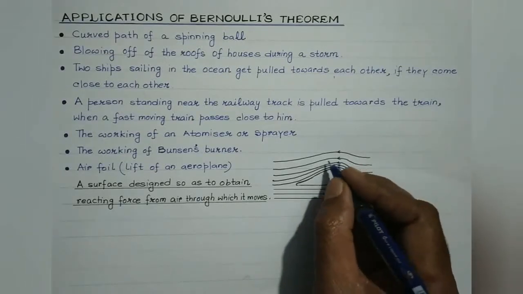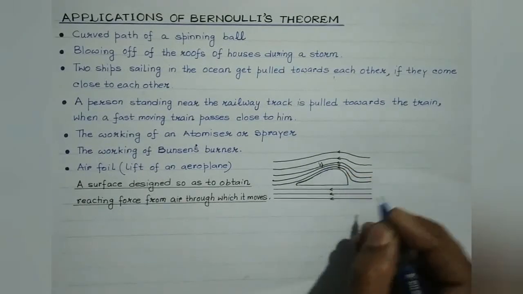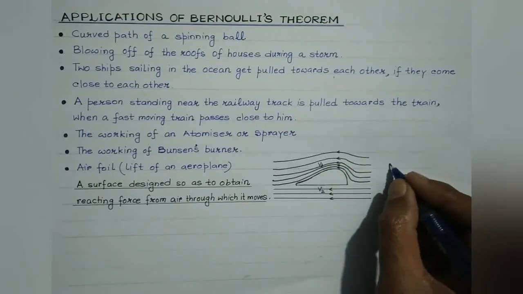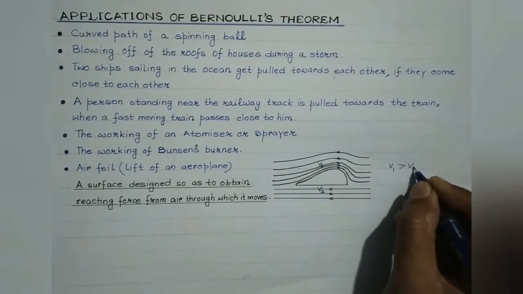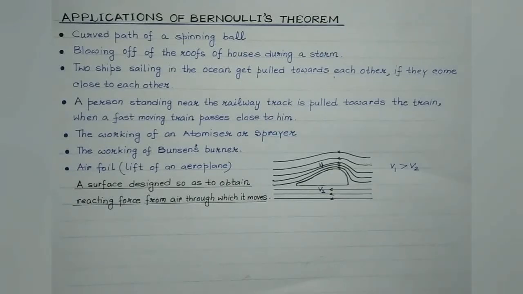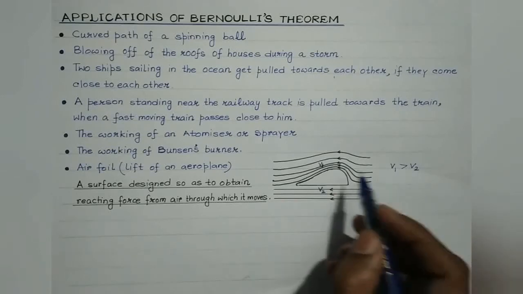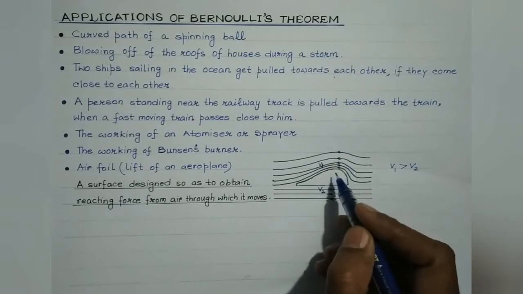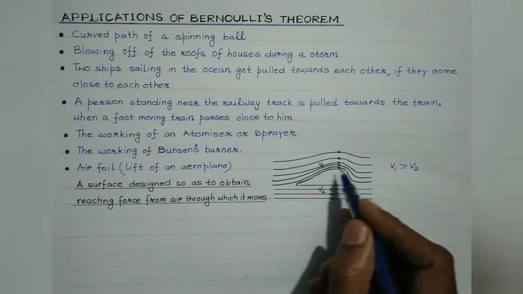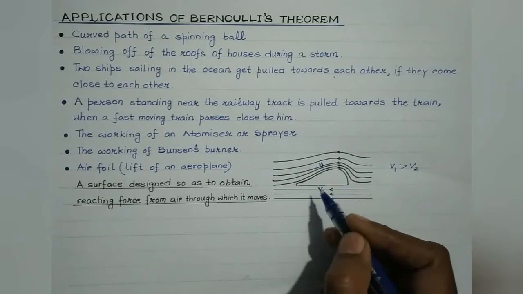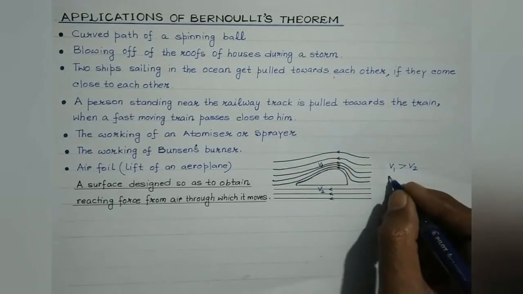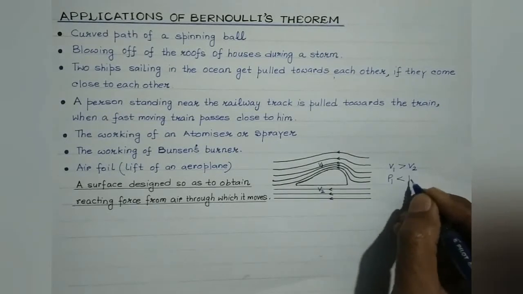So here, suppose the velocity is v1, and below, suppose the velocity is v2. Here the streamlines are crowded, which indicates that v1 is greater than v2, right? So thus, in accordance with the equation of continuity, the velocity of the air increases in this particular region due to the crowding of streamlines. Now, due to the typical shape of this airfoil, the pressure above the airfoil becomes less than that in the region below the foil. That is, P1 would be less than P2.